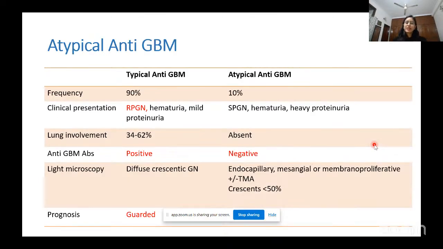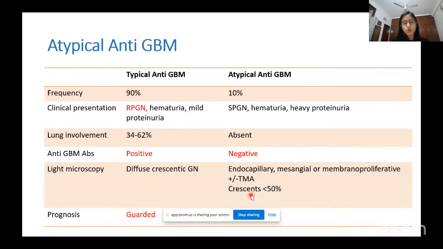So, to put it very simply, an atypical anti-GBM disease is when the IF is positive and showing a linear, strong peripheral positivity, but the serology has come out to be negative. A typical anti-GBM is usually a rapidly progressive disease, whereas an atypical anti-GBM is relatively slower in progression. On light microscopy, also, it does not show a diffuse crescentic picture.